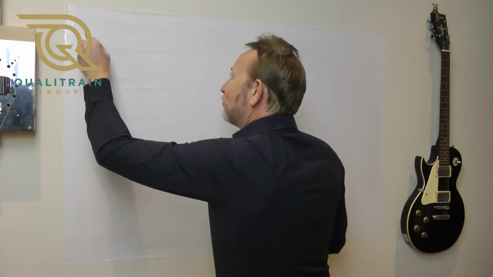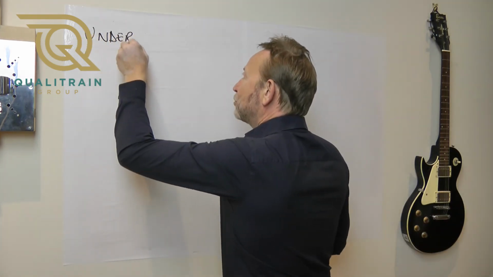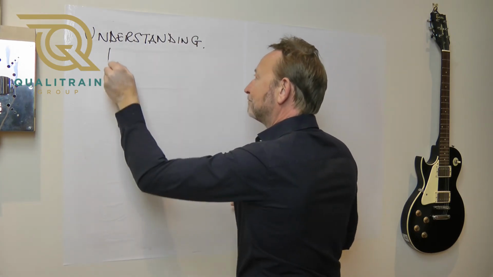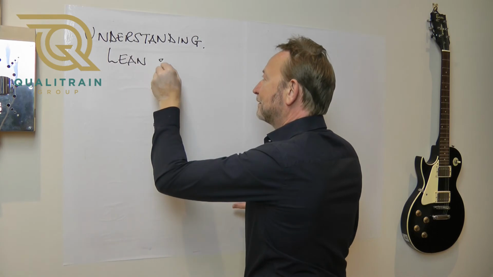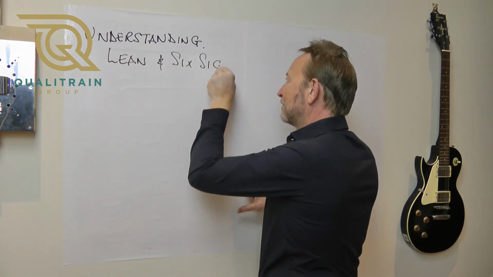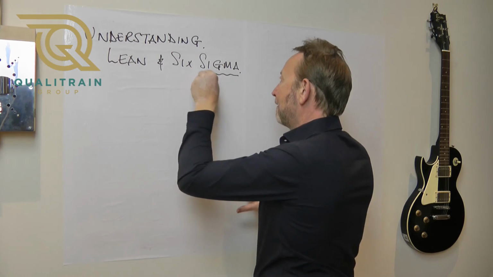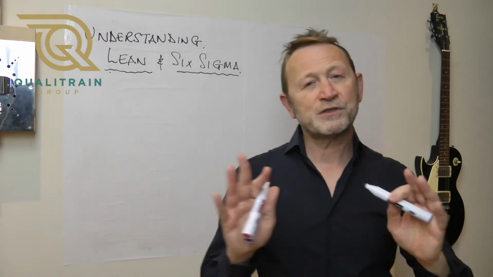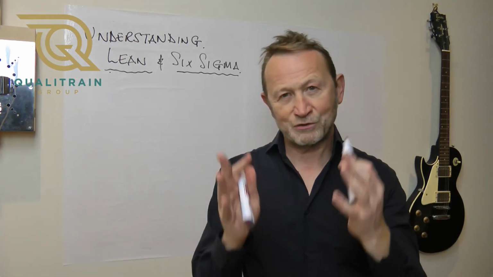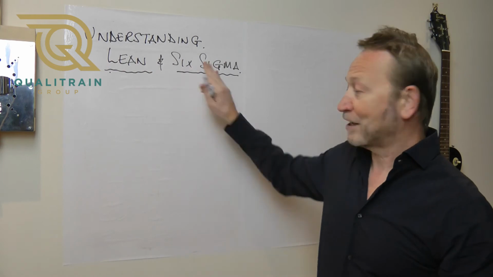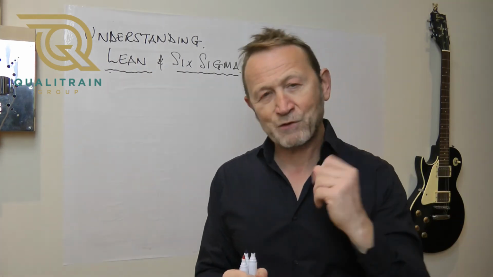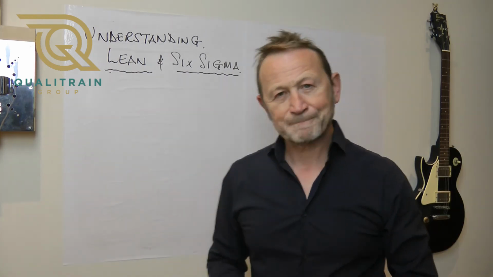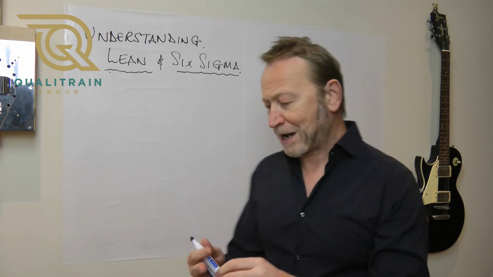So the video is all about, just at a top level, understanding Lean and Six Sigma. And personally, I would treat them like this. I would keep them apart. I don't do Lean Six Sigma. They are two techniques, they do different things and they work together brilliantly, but there is no need to combine them into one title.